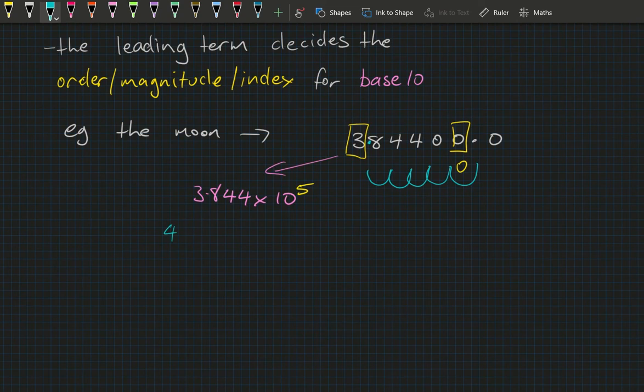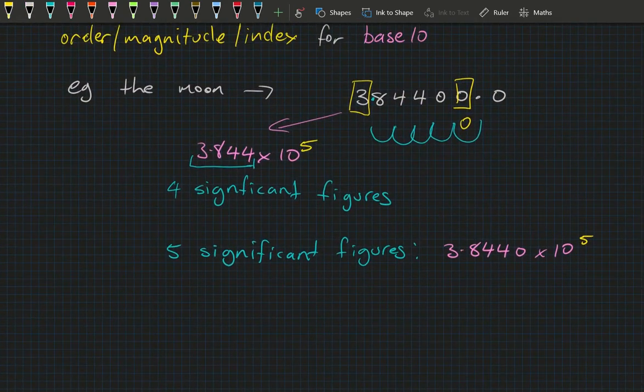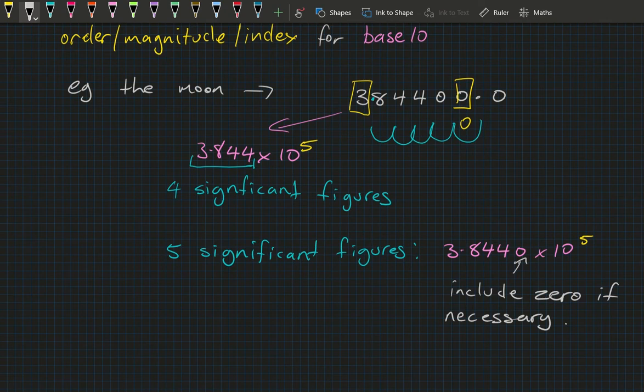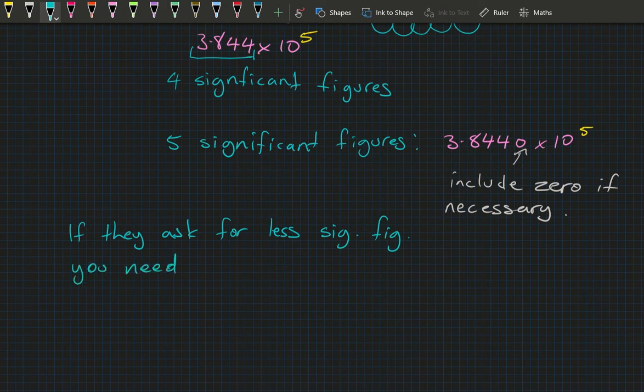In this case, we have 4 significant figures. What would 5 significant figures look like? Well, that would be 3.8440 times 10 to the 5. So sometimes to get the amount of significant figures they want, you need to include a 0. If they ask for less significant figures than the amount of figures you've actually got in the number, then you're going to need to round.